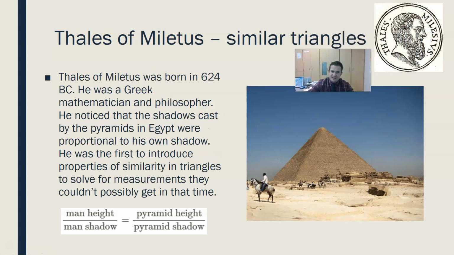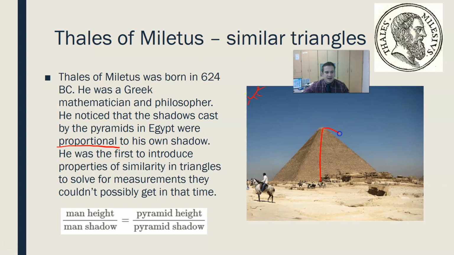Just a little history, because I think sometimes it's beneficial to know where this stuff is coming from. Thales of Miletus was born in 624 BC. He was a Greek mathematician and philosopher. He was over in Egypt, and he noticed that the shadows cast by the pyramids were proportional to his own shadow. He was the first to introduce properties of similarity in triangles to solve for measurements they couldn't possibly get at that time.